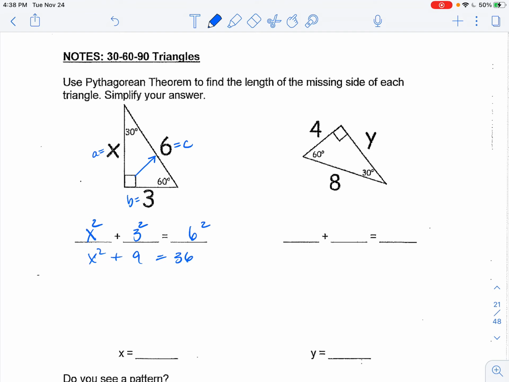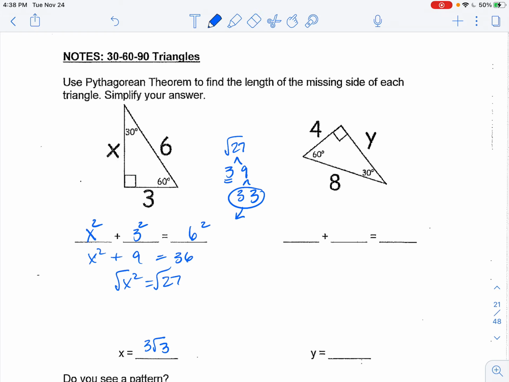X squared plus 9 is equal to 36. If I subtract 9, x squared is 27. Let's do a factor tree on 27 because I want to take the square root. Okay, so 3 goes in 9 times, and 9 is a perfect square, which is 3 times 3. You have a pair of 3's that come out, and 3 stays in. So this is going to give me 3 root 3.